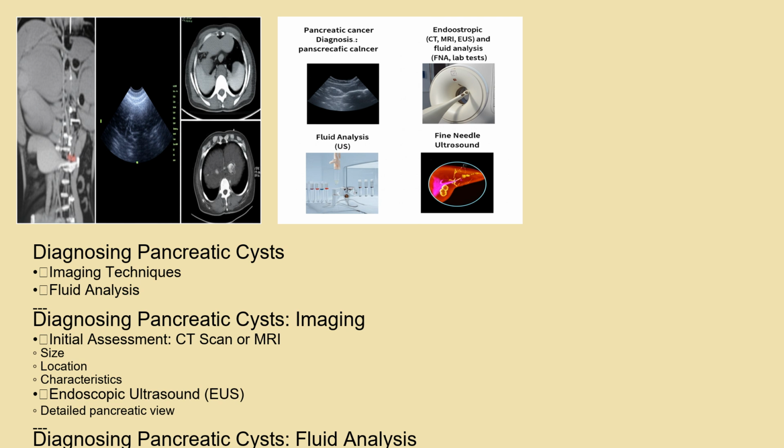Diagnosing pancreatic cysts usually involves a combination of imaging and fluid analysis. Initially, a CT scan or MRI is typically used to visualize the cyst and assess its size, location, and characteristics. Endoscopic ultrasound, or EUS, is another valuable tool. This involves inserting a small ultrasound probe down the esophagus and into the stomach, providing a very detailed view of the pancreas. EUS allows for the possibility of fine needle aspiration, or FNA, where fluid from the cyst is collected and analyzed in the lab. The fluid analysis can help determine the type of cyst and whether it contains any cancerous cells.